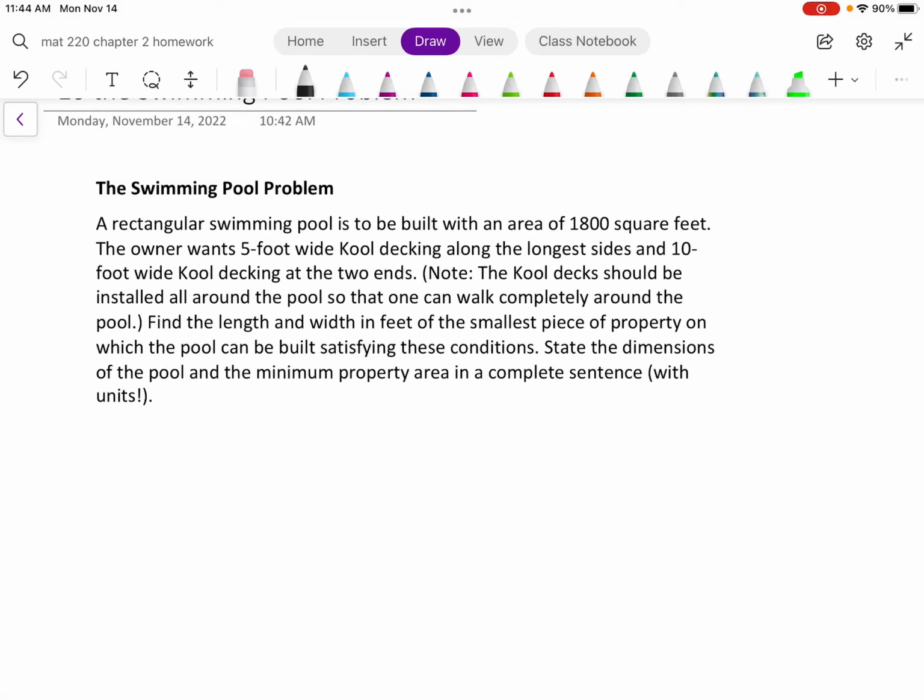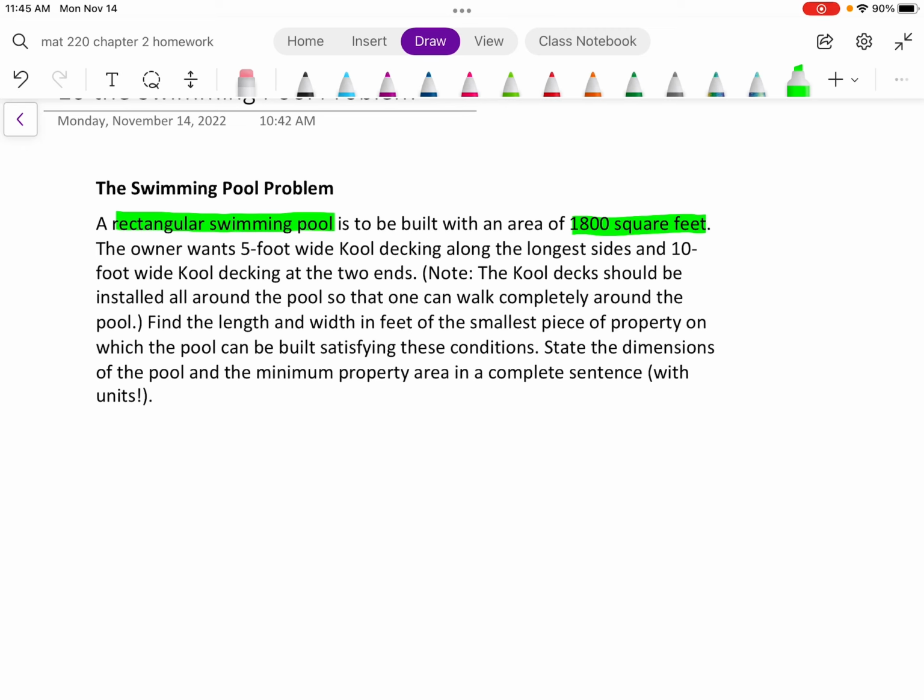The last problem in the packet is called the swimming pool problem. In this problem, we're building a rectangular swimming pool, and it's to be built with an area of 1,800 square feet. The owner wants to put in a 5-foot wide cool decking along the longest sides and a 10-foot wide cool decking at the two ends.